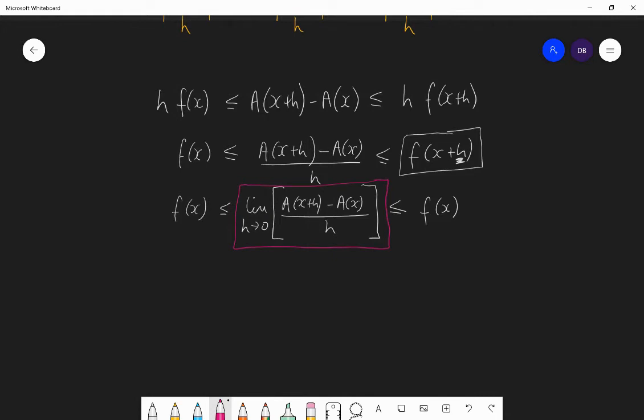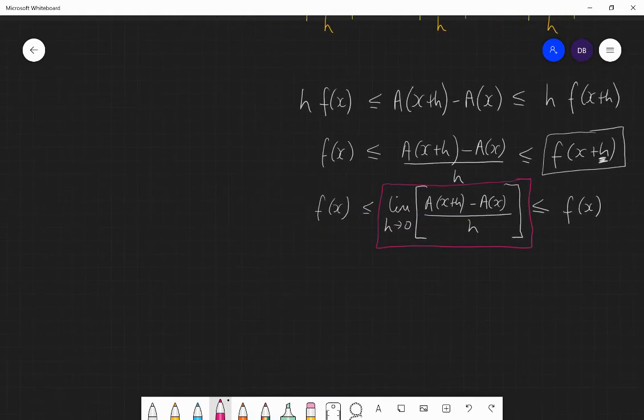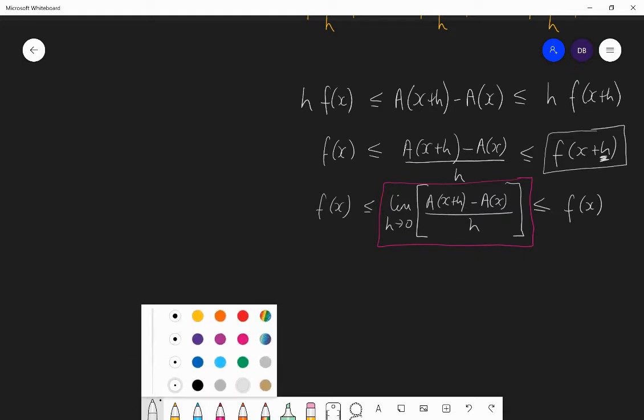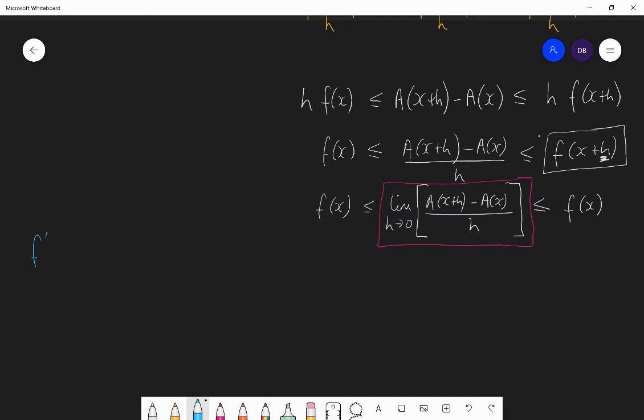So coming back to what this middle expression means, the limit as h tends to 0 of A of x plus h minus A of x over h. You might remember back from differentiation from first principles that the definition of the derivative of a function, so f dashed x or dy by dx, was equal to the limit as h tended to 0 of f of x plus h minus f of x over h. So that's what the derivative of f of x was.